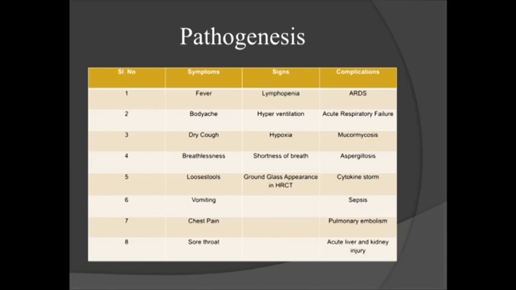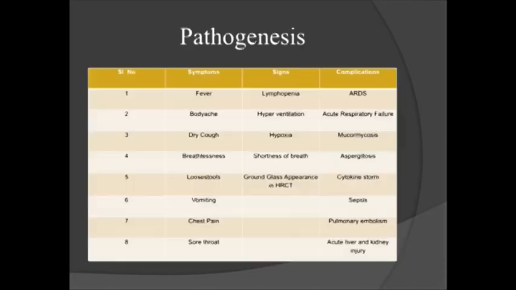Next, mainly the symptoms and signs we can see in COVID-19 disease. The symptoms are fever, body ache, dry cough, breathlessness, loose stools, vomiting, chest pain, and sore throat. The signs we can see in the patients are lymphopenia, hyperventilation, hypoxia, shortness of breath, and ground glass appearance in HRCT. And next, that is complications.